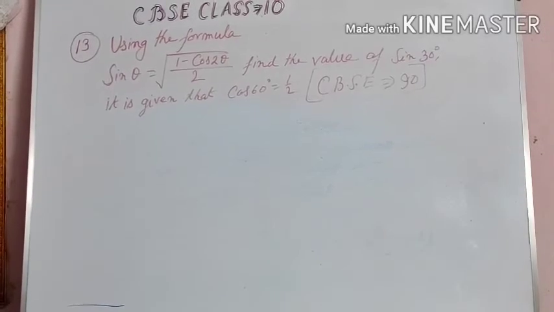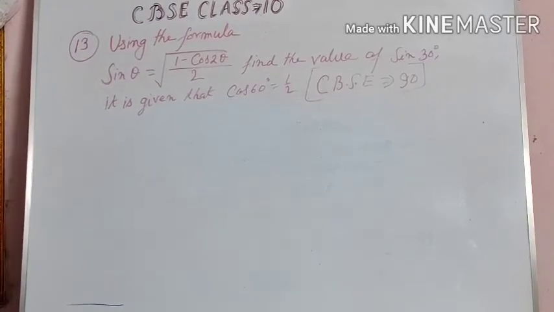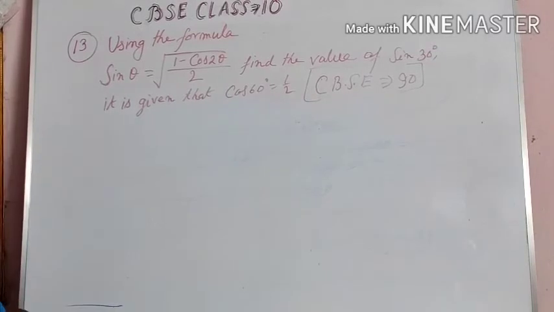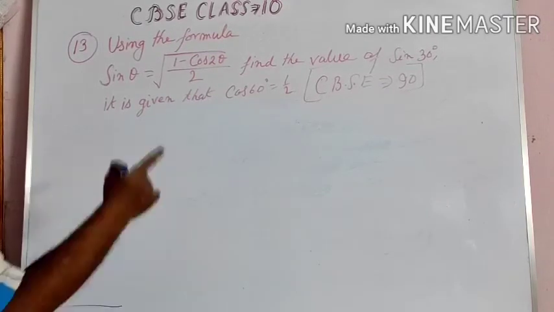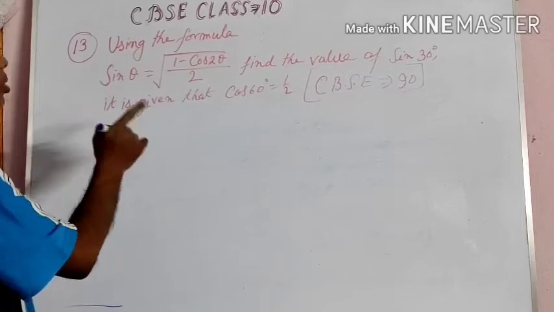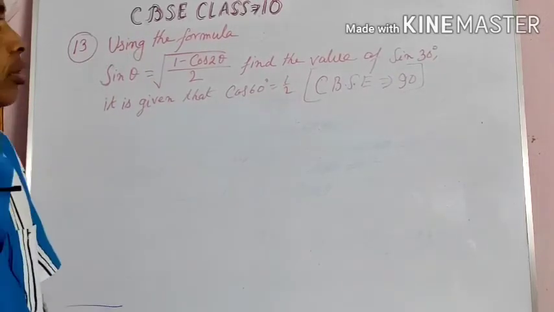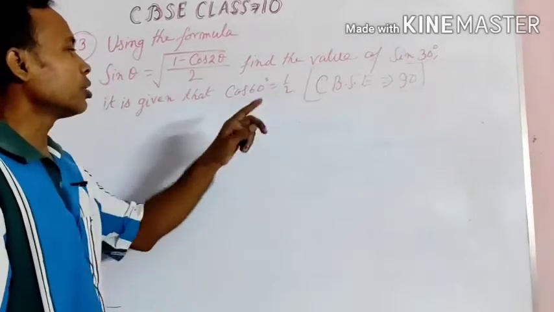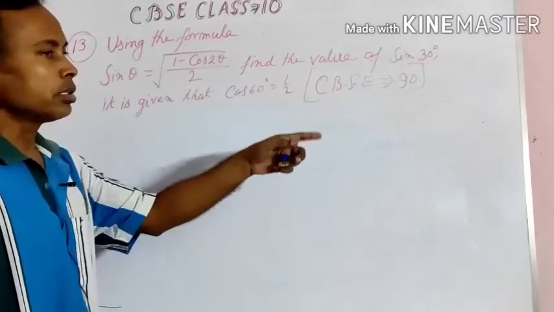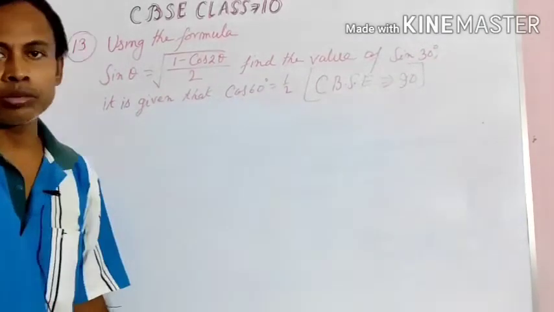CBSE class 10 question number 13. Using the formula sin theta is equal to root over (1 minus cos 2 theta) by 2, find the value of sin 30. It is given that cos 60 degree is equal to half. This question has come in the year 1990 from CBSE.